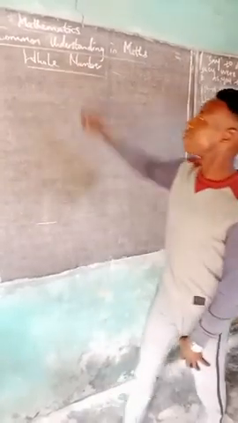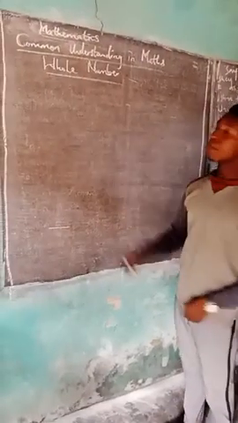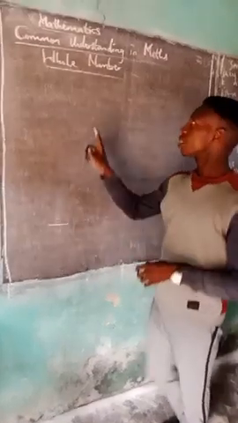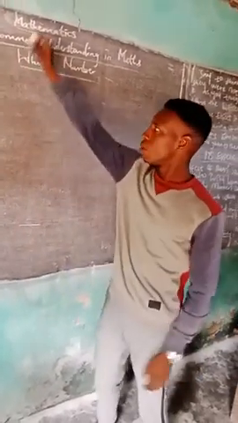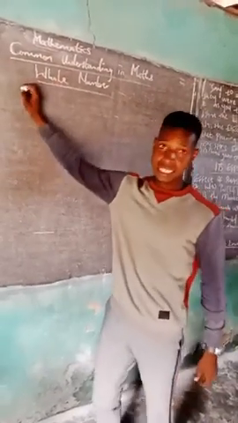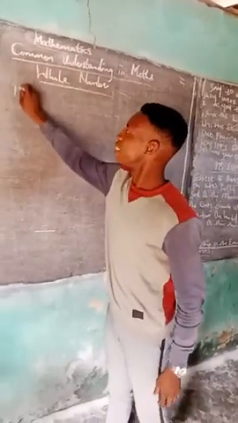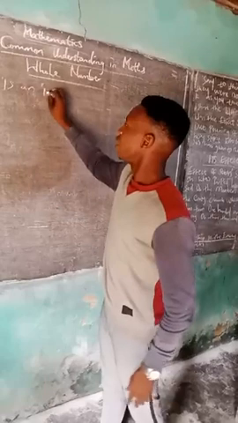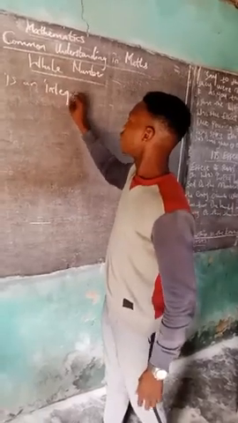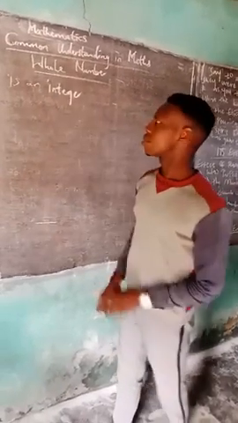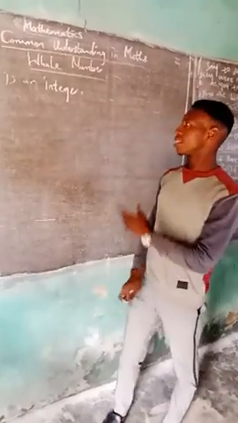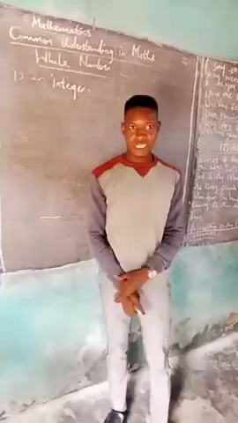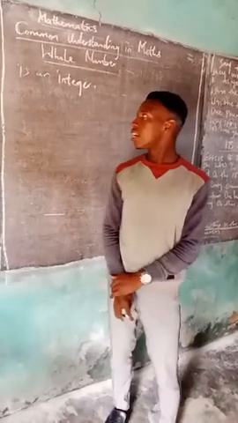So we are going to mathematics, common understanding in math. Some things we should know in math. There's this thing called a whole number. When you talk about a whole number, it is an integer. When you hear that a whole number is an integer, you will be sure. An integer? Yes, it's an integer.